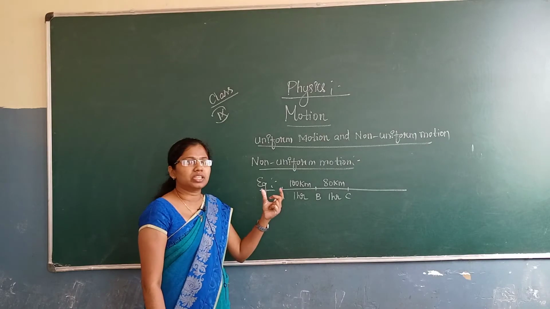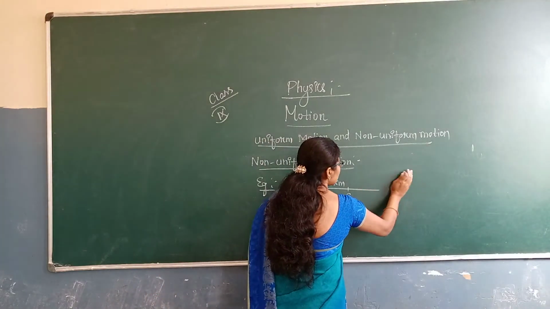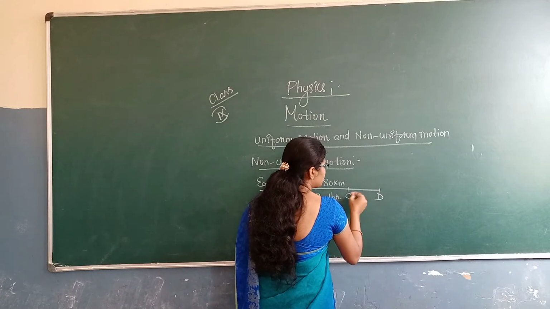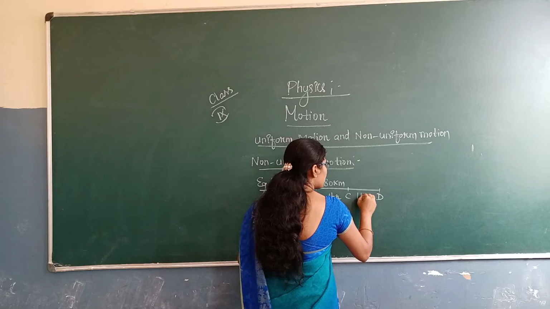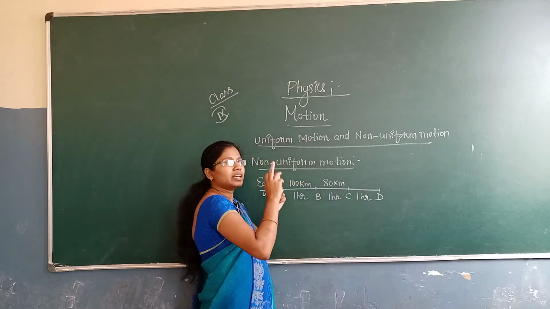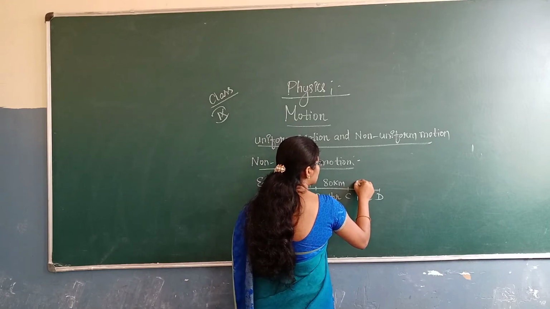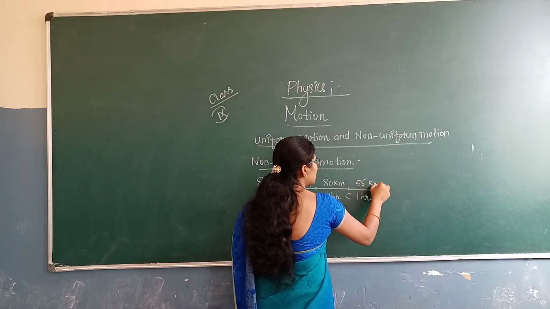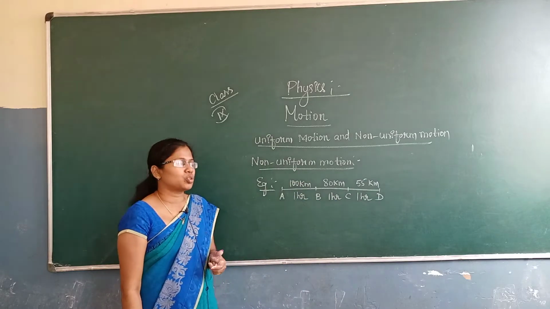It has covered only 80 kilometers. Next, we shall consider that the object has moved from point C to point D. To move from point C to point D, again it has taken a time of 1 hour. In that 1 hour, it has covered only 55 kilometers, let us assume that.